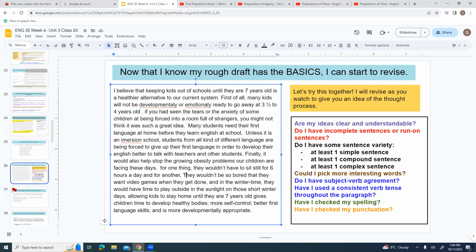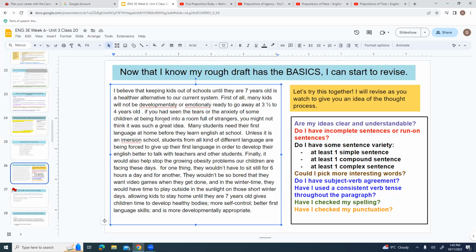Do I have subject-verb agreement? Subject-verb agreement is when, if it's a singular noun, I have a singular verb. Plural noun is a plural verb. That's one thing to check, especially if you find that you're prone to that. Have I used a consistent verb tense throughout the paragraph? A lot of times it's one of those things where we get confused. We'll start talking in the present, we'll switch to the past, we'll talk about the future. For a paragraph like this, it's generally better to try and keep it in one tense, either present tense, past tense, or future tense. Have I checked spelling?